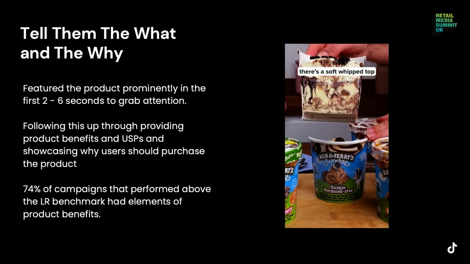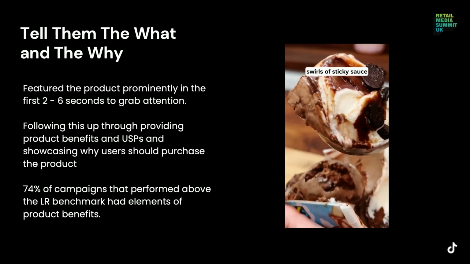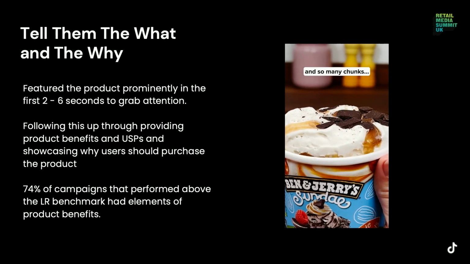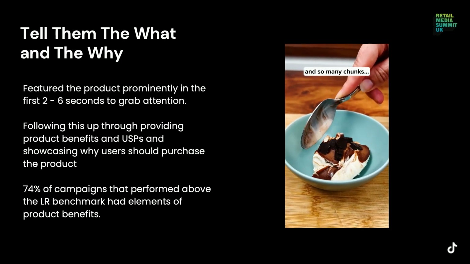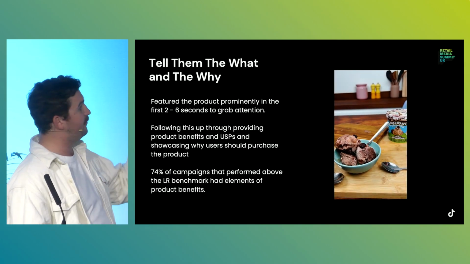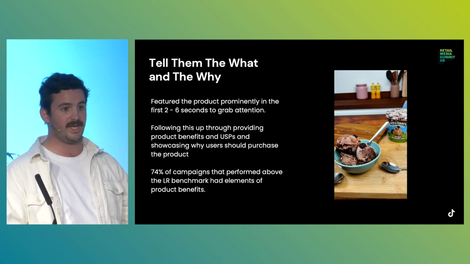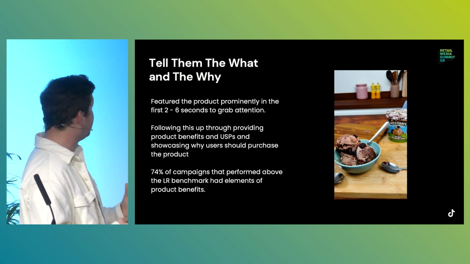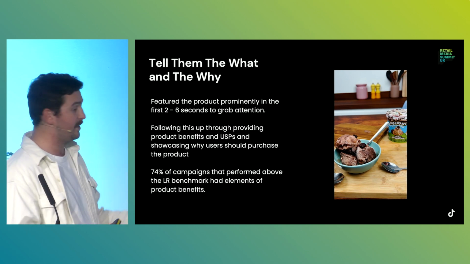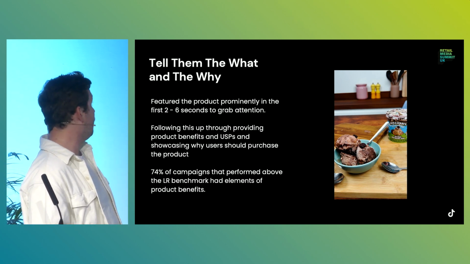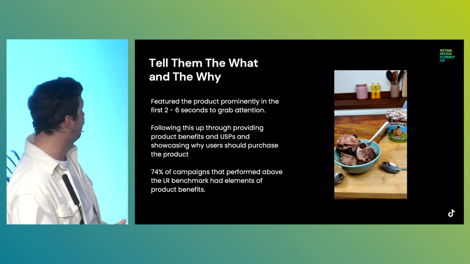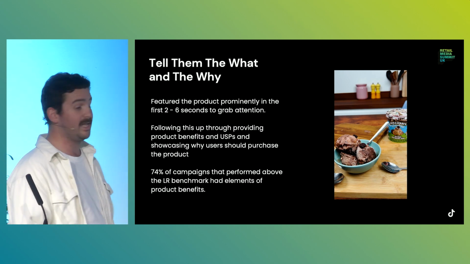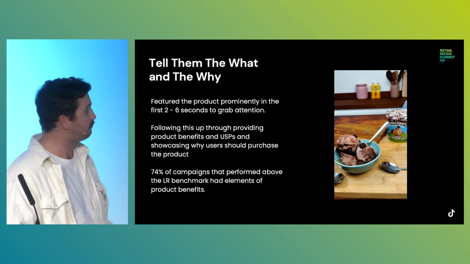Moving on to tell them the what and the why. I think sometimes in creative we can always tell people the what, but not necessarily focus on the why. You see a great example here from Ben & Jerry's on the right-hand side, featuring product in the first 2 to 6 seconds and ensuring you're capitalizing on the USP in that sense and being able to drive users through to purchase. Once again, 74% of the campaigns that performed above the LiveRamp benchmark had elements of product benefits.